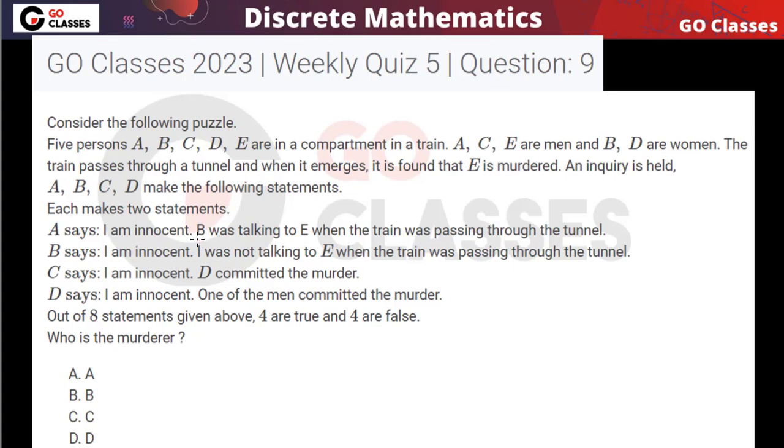Okay, so this statement is saying that A is saying that B was talking to E when the train was passing through the tunnel. And B is saying that I was not talking to E. So here A is saying that B is talking to E, and B is saying that I am not talking to E. So what does it mean?